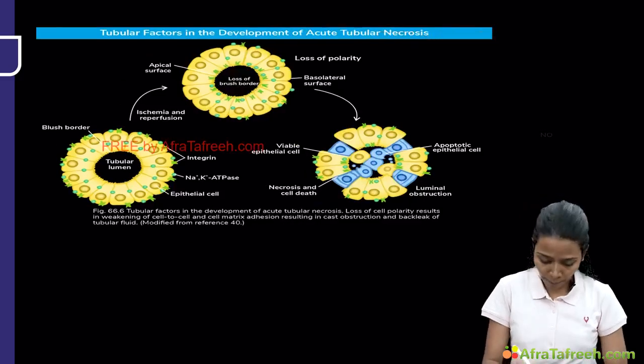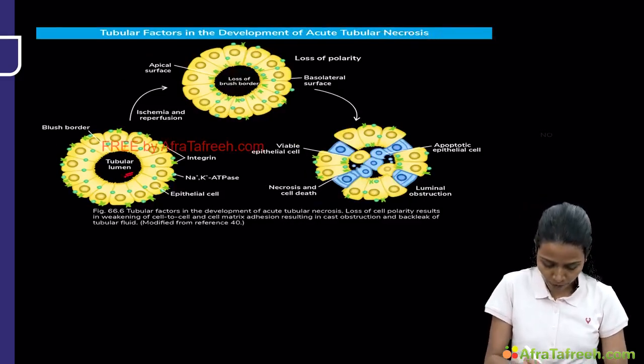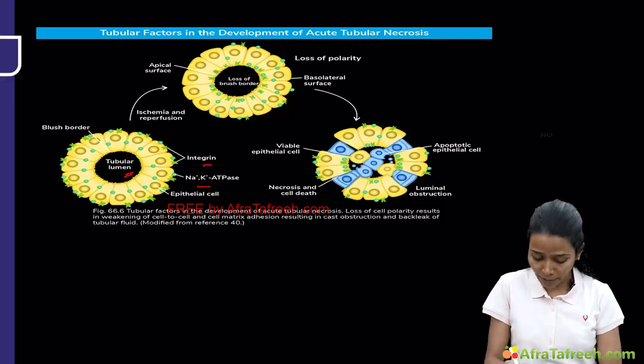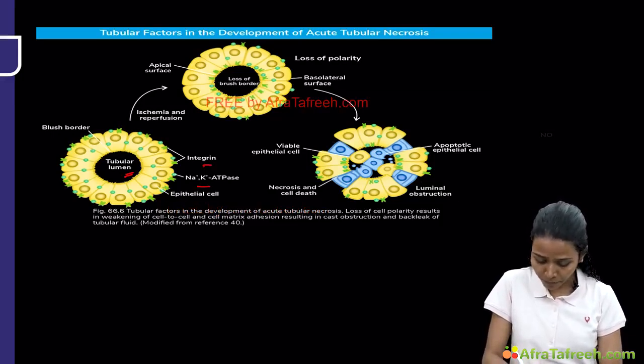Similarly, tubular factors. What happens is normal in the tubular lumen. This is the brush border. This is the basolateral border where there is sodium-potassium ATPase and integrin. Once there is ischemia and reperfusion, you see that there is loss of brush border. That is, these channels are going to come here, there is loss of polarity, and the brush border is also going to be lost.